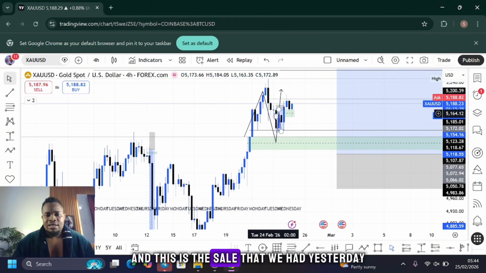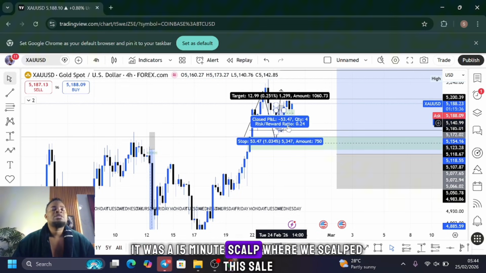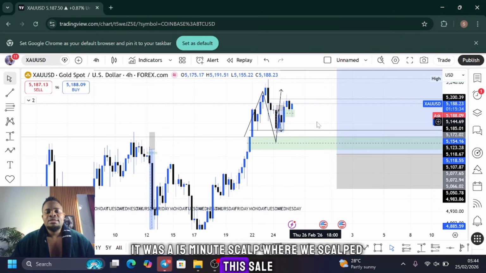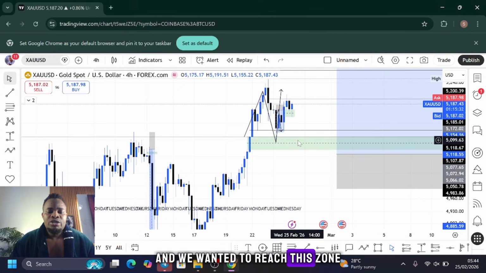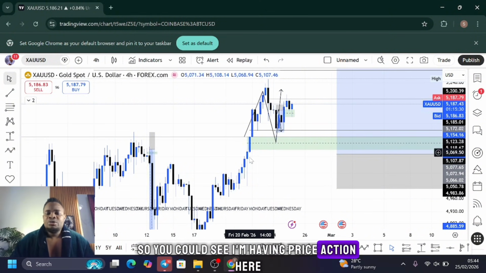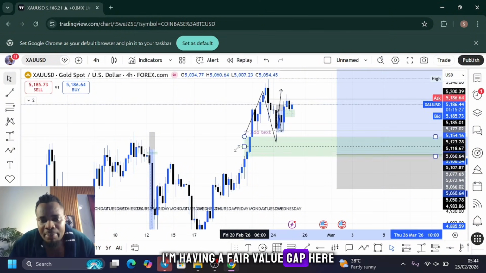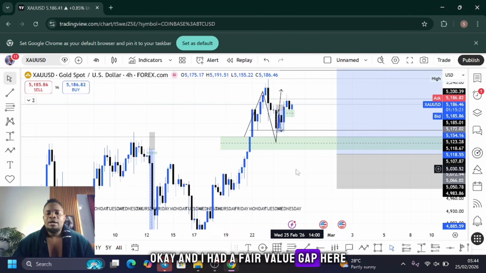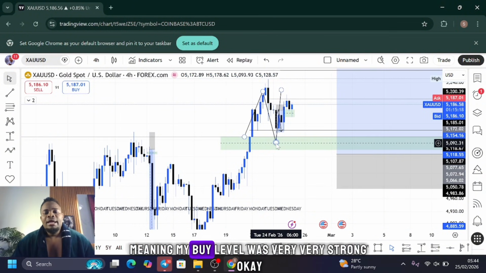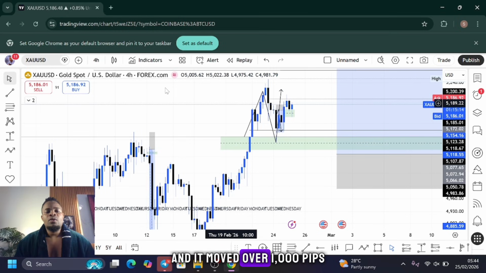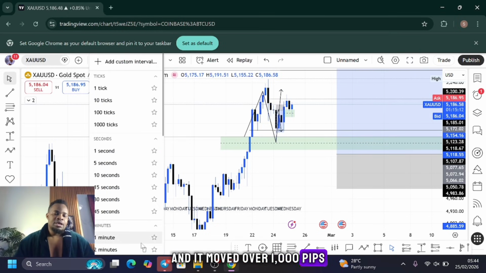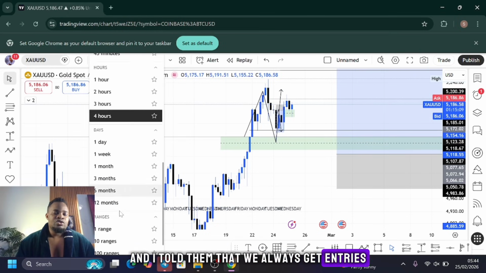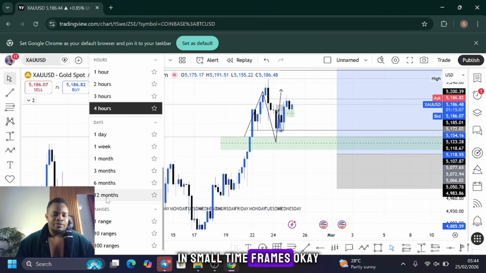And this is the sell that we had yesterday. It was a 15-minute scalp where we scalped this sell and we wanted to reach this zone. So you could see I'm having price action here. I'm having a fair value gap here. I told them these fair value gaps are very important, okay? And I had a fair value gap here, meaning my buy level was very strong, and it moved over 1,000 pips. And I told them that we always get entries in small time frames, okay.